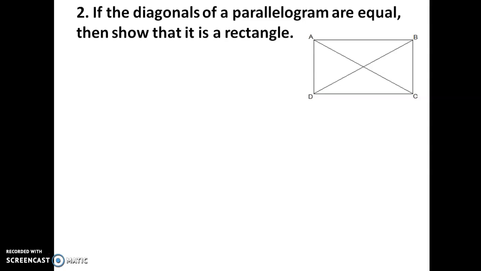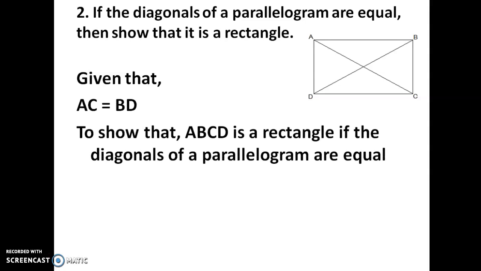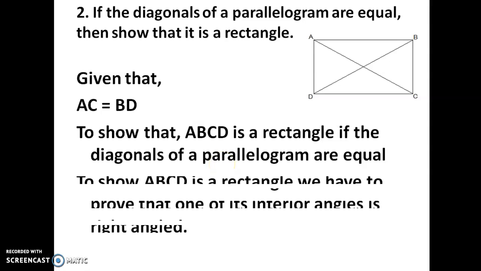If the diagonals of a parallelogram are equal, then show that it is a rectangle. So what is given? It's given that the diagonals of the parallelogram are equal. Diagonals are equal, that is given. So we should show that it is a rectangle. Okay, so given is AC equal to BD, that is, the diagonals are equal.